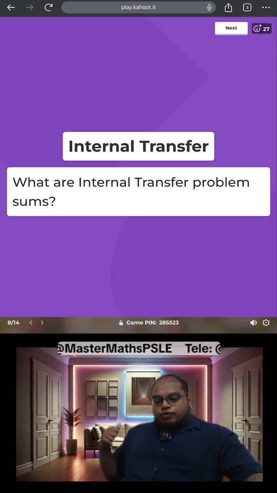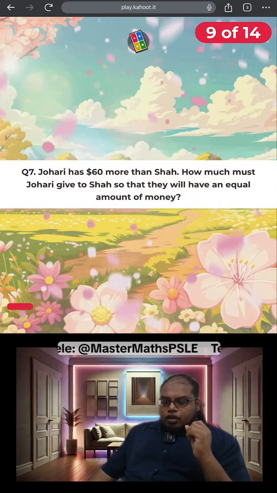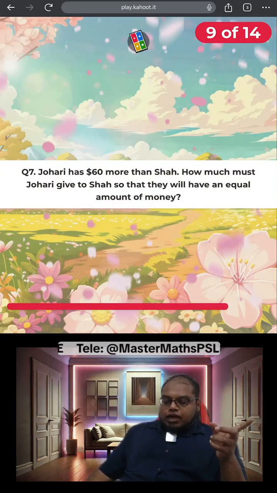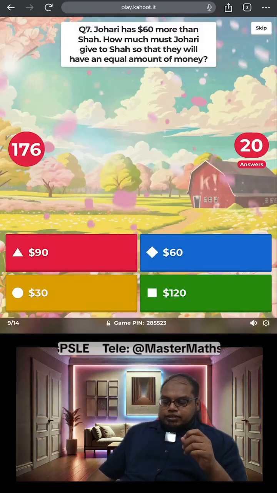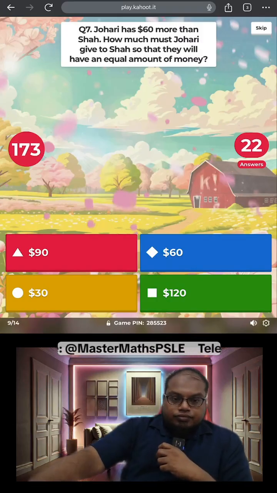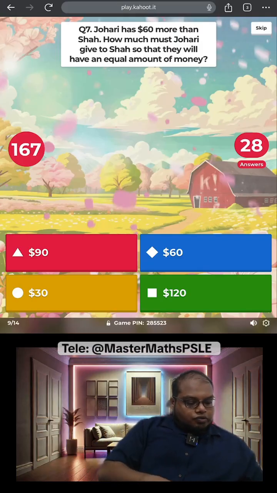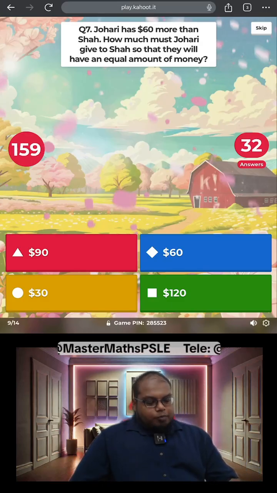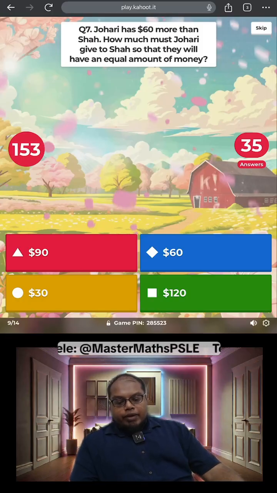Alright, if no other things, let's look at this question. Johari has $60 more than Shah. How much must Johari give to Shah so that they will have an equal amount of money?